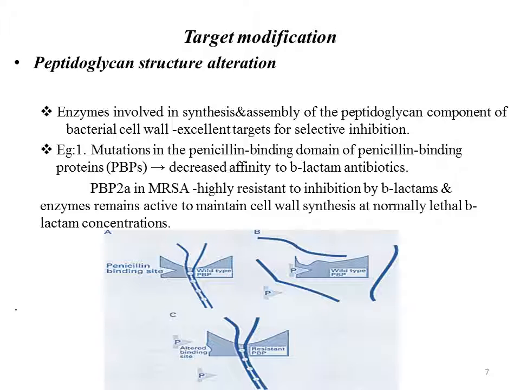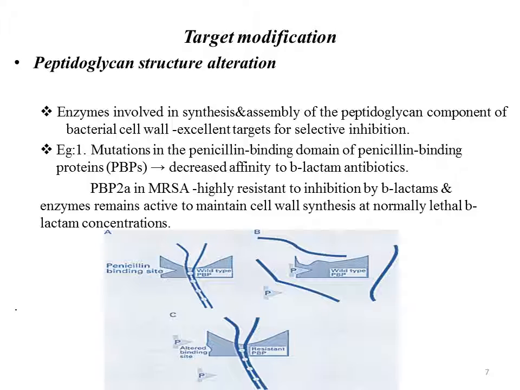The enzymes which are involved in the synthesis and assembly of the peptidoglycan component of the bacterial cell wall are the principal targets of inhibition by the antibiotics. For example, mutations in the penicillin binding domain of penicillin binding protein are associated with decreased affinity to beta-lactam antibiotics. The penicillin binding protein 2A in MRSA, that is methicillin resistant Staphylococcus aureus, is highly resistant to inhibition by beta-lactams, and the enzymes required for cell wall synthesis remain active at normally lethal beta-lactam concentrations.